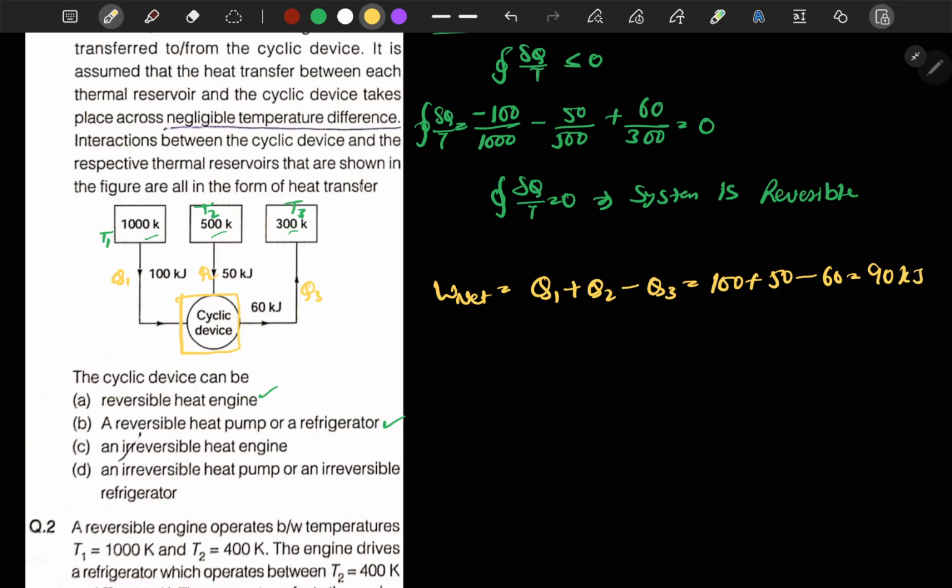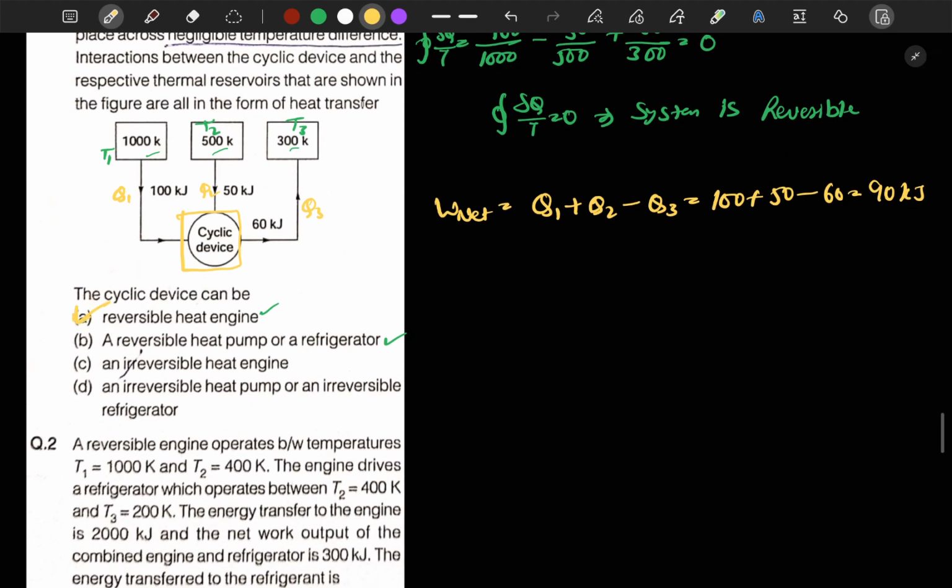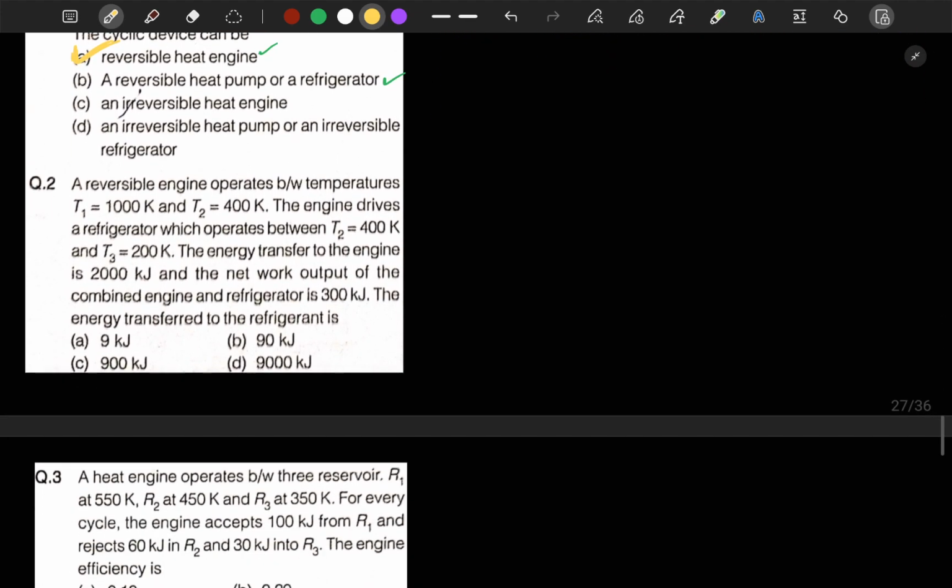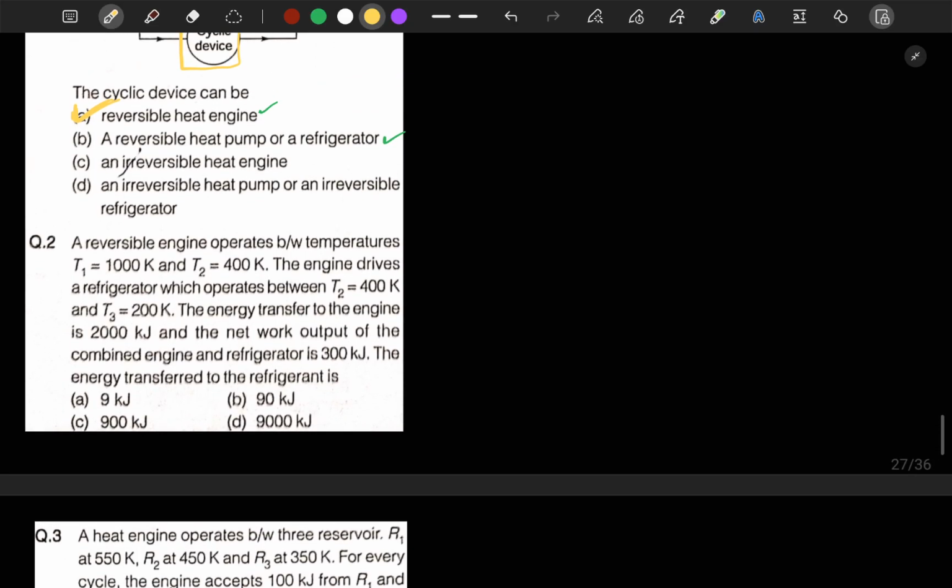So this cycle should be a reversible heat engine. Okay, so option A is correct. Now moving to the next question, we see that a reversible engine operates between temperatures of 1000 Kelvin and 400 Kelvin.